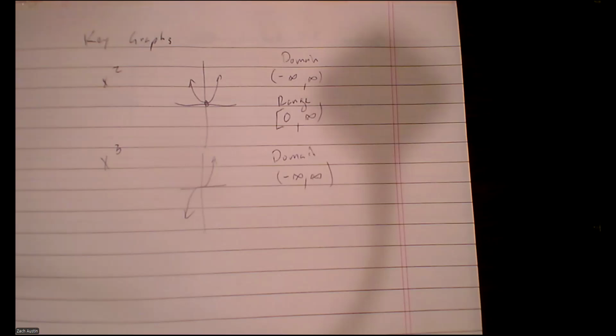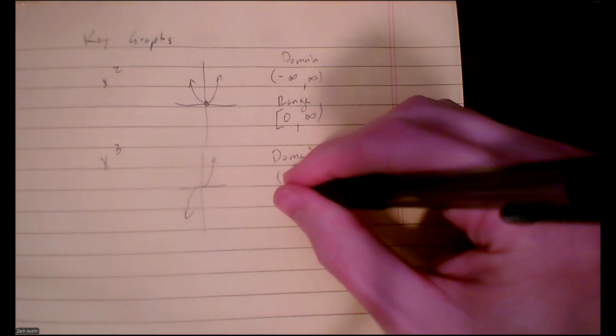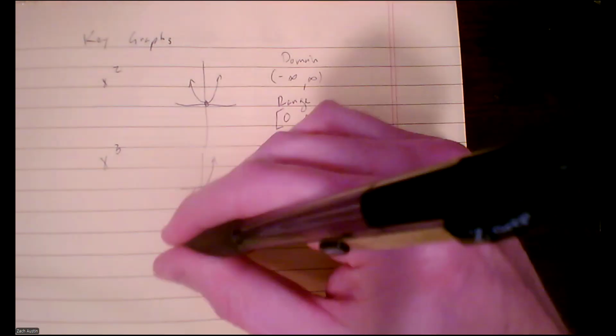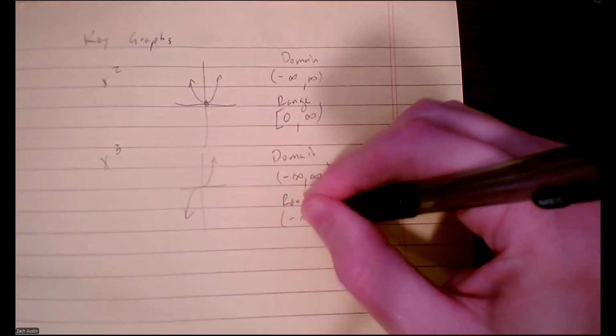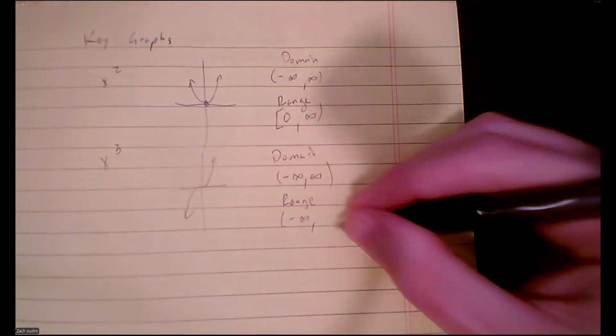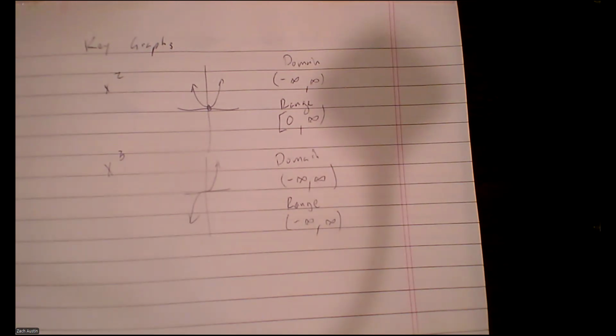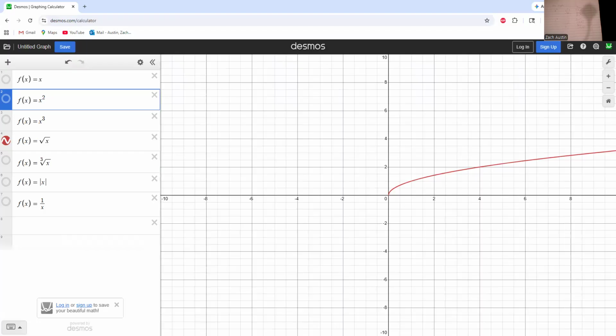Our range, on the other hand, we're thinking about y's and we're doing bottom to top. Well, this one goes down forever, which means it starts at negative infinity, and goes up forever, which means it goes to positive infinity. So basically, with a cubic function, you can put in whatever you want for x and you can get out whatever you want for y. All real numbers are possibilities there. So there's our second key graph.